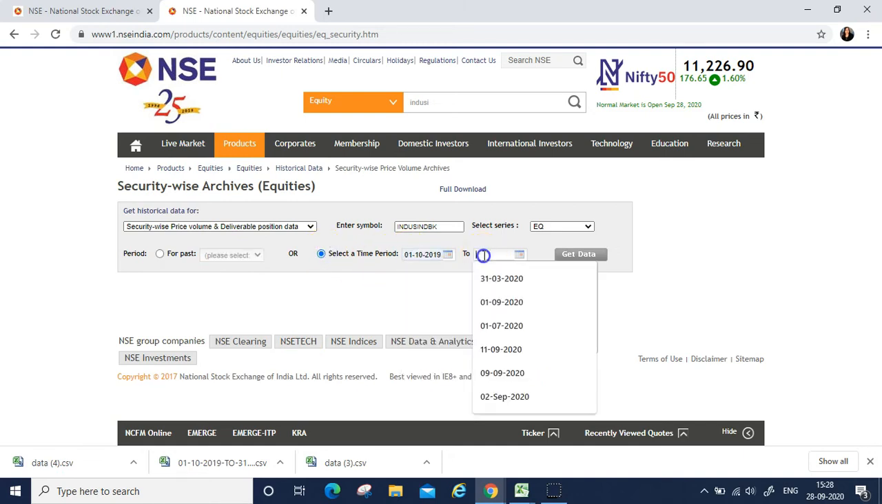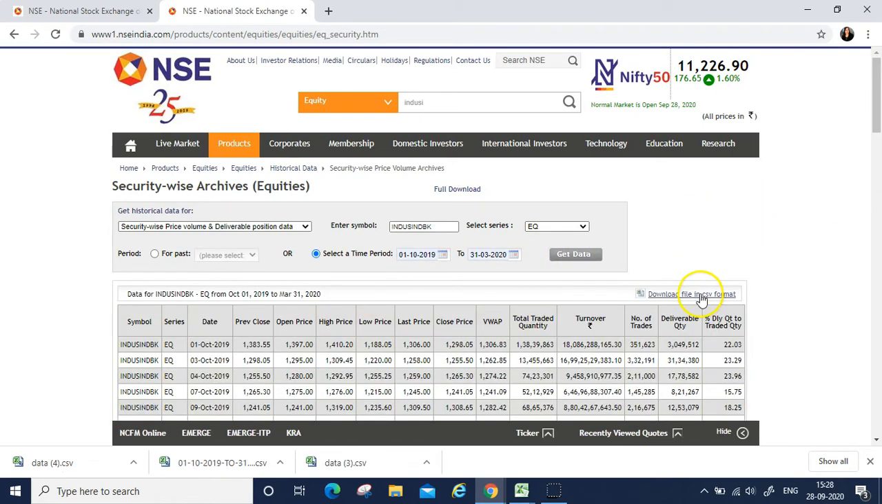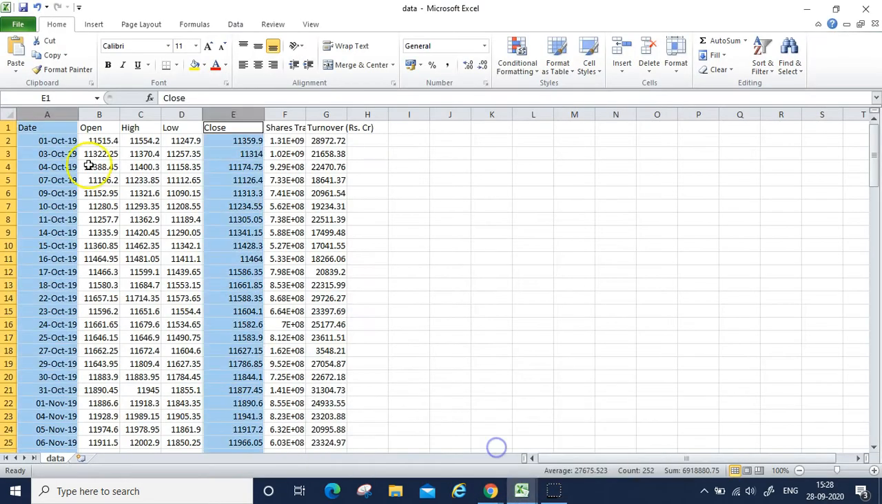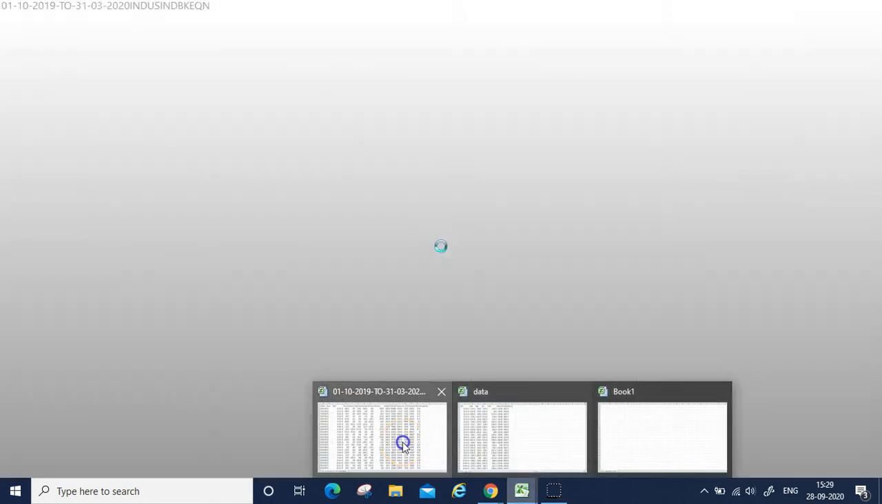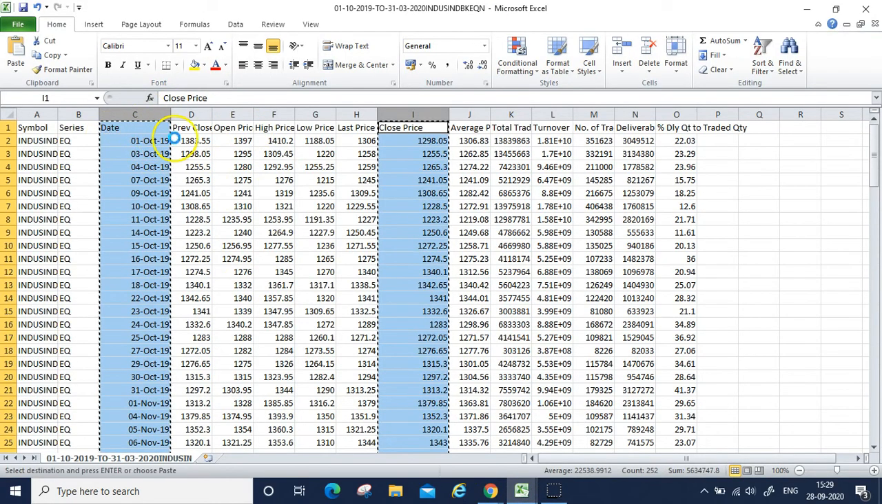Okay, so this is the data. I'm going to download the same. Now my task is to compile it in Excel. So this is the data file. It is for Nifty, the name of the data file is the default, and the second file is for IndusInd Bank. You can see it is for IndusInd Bank.